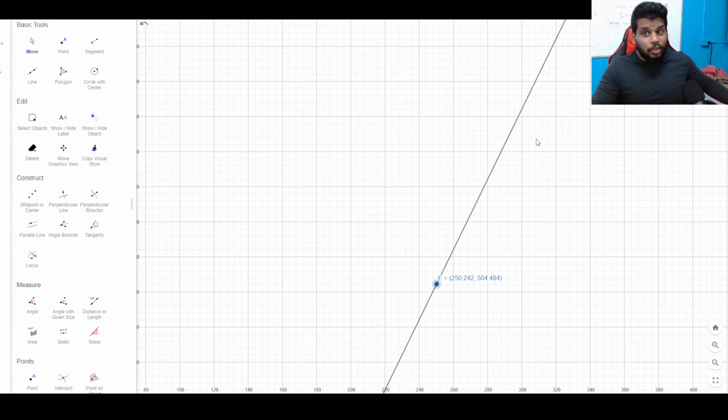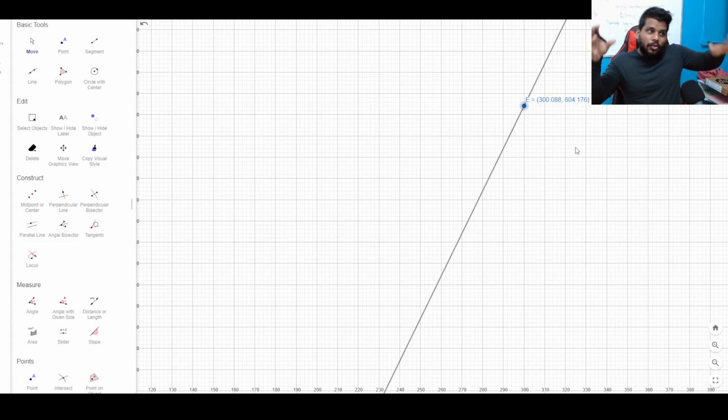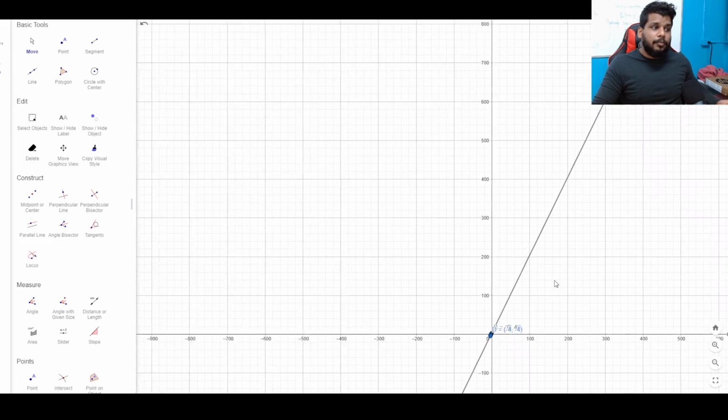It looks so, right? But that is not the case. When x is 300, I will try my best. Trying my best. This could be a good exercise too. When x is 300, y is looking like 604-ish, somewhere around there, right? And this is the beauty of the equation of a straight line. We will come back to that point just now.